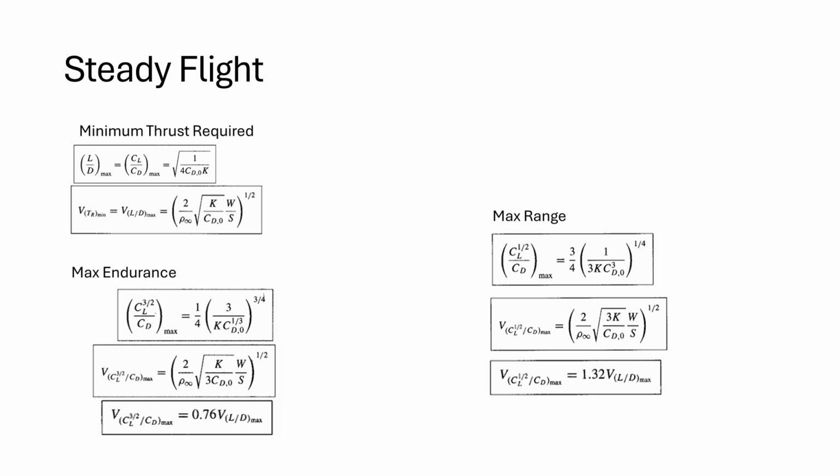So this is the steady flight. Minimum thrust required is L over D max, which is equal to CL over CD max, which is equal to 1 over 4K CD naught. Minimum thrust speed.